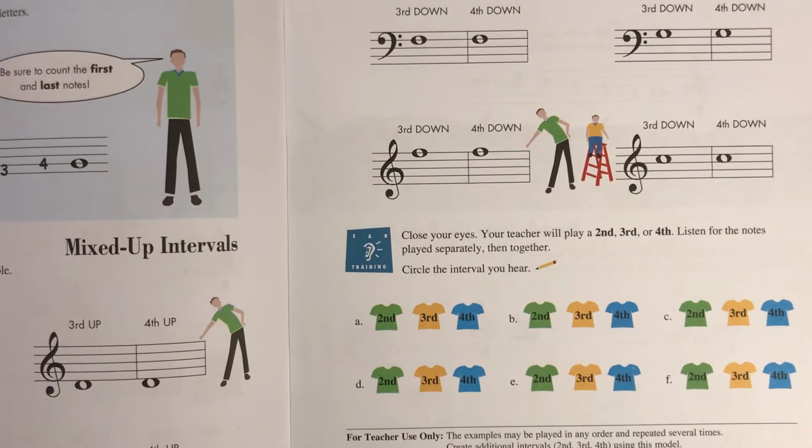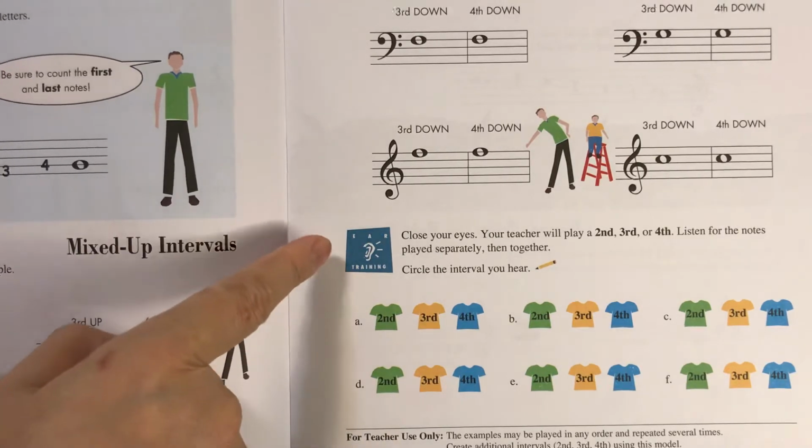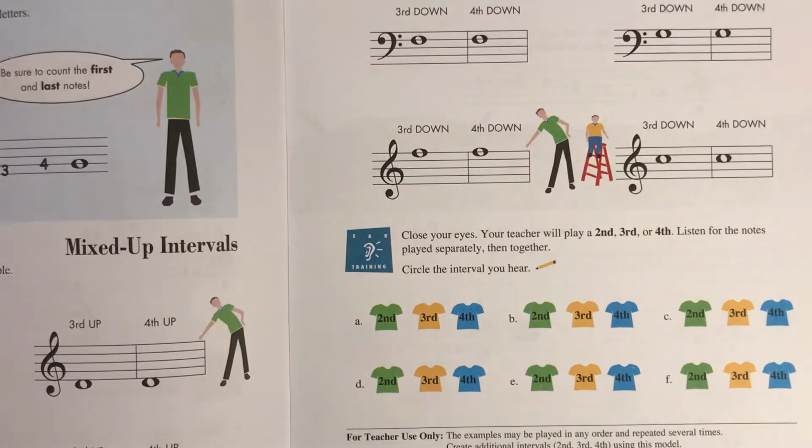Hello, this video is for Piano Adventures Level 1 Theory Book, page 21, the ear training exercise, or the questions on page 21. And here it is, the blue square. This page is all about being able to tell apart the interval of a second, third, or fourth.